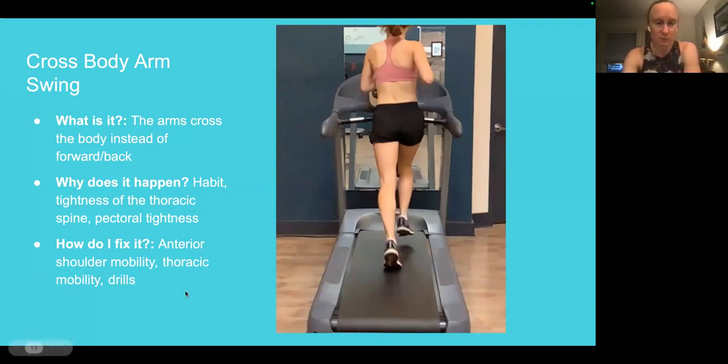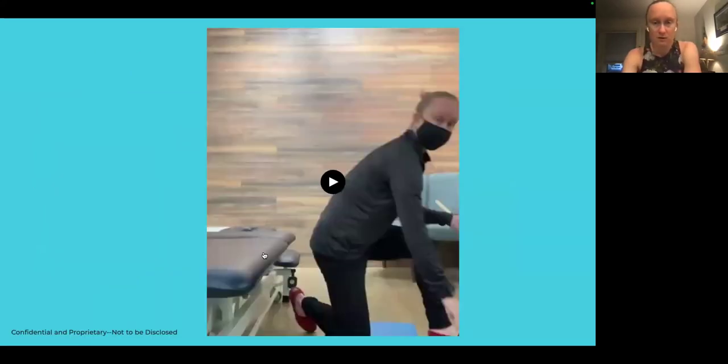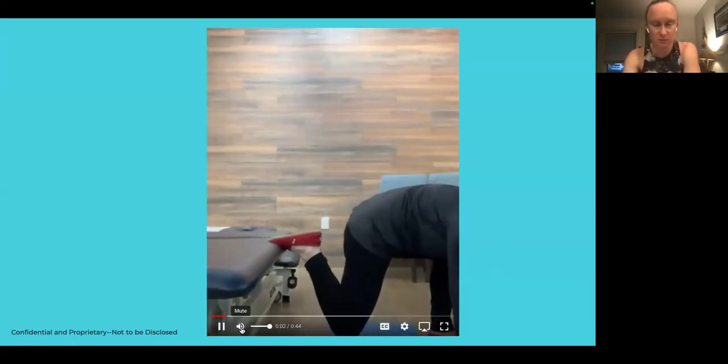And how do I fix it? Yep, so we went through all of that. Okay, so you can see this was taken in COVID times. Not sure why I was in my room by myself when I took this, but anyway.